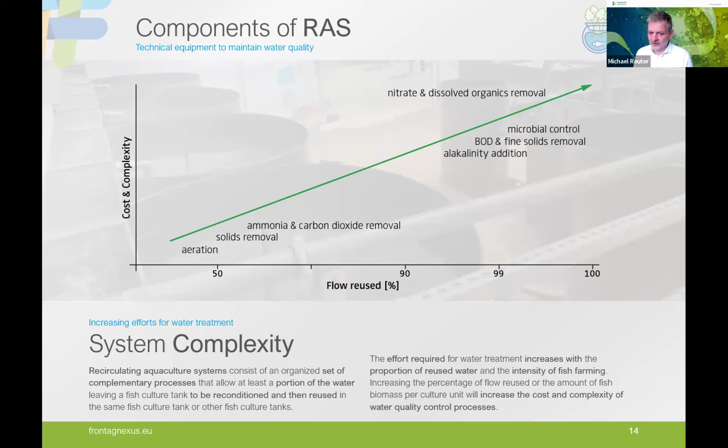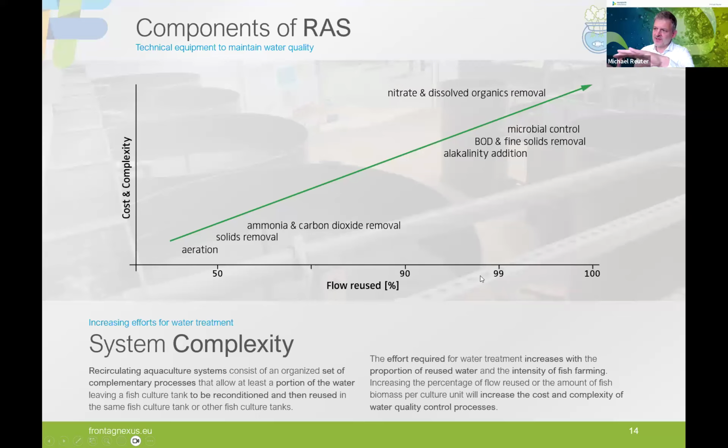Even though we are not reusing really much of the flow, so 50% is not recirculating really in full. But if we get closer to 90 or 99% of the flow reused, then we definitely need alkalinity addition to maintain a constant pH value in the system. We also have to take care of fine solids removal, microbial control, and at the end also nitrate and dissolved organics removal.